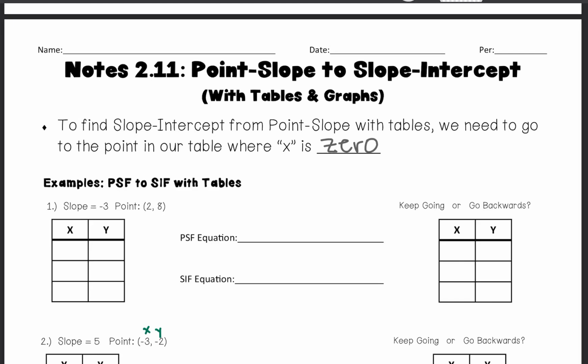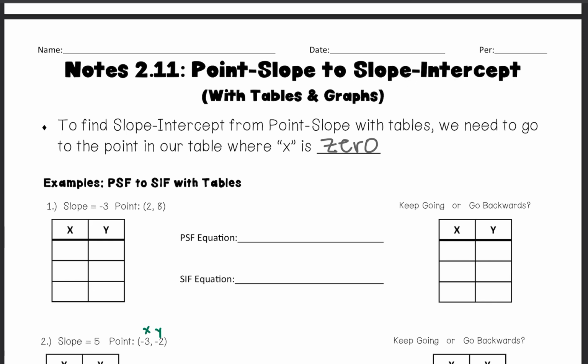All right, so today we have notes 2.11, point slope to slope intercept with tables and graphs. So just remember real quick, when something's in slope intercept form, it looks kind of like this, right? y = 2x + 4. There is no parentheses around the x, and we can find the y-intercept right away. So really the whole goal of today is for us to figure out y-intercepts using tables and graphs.